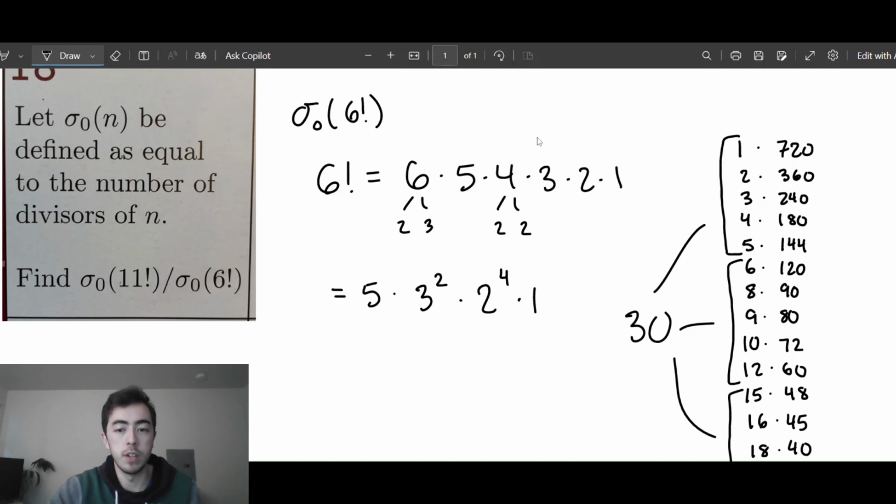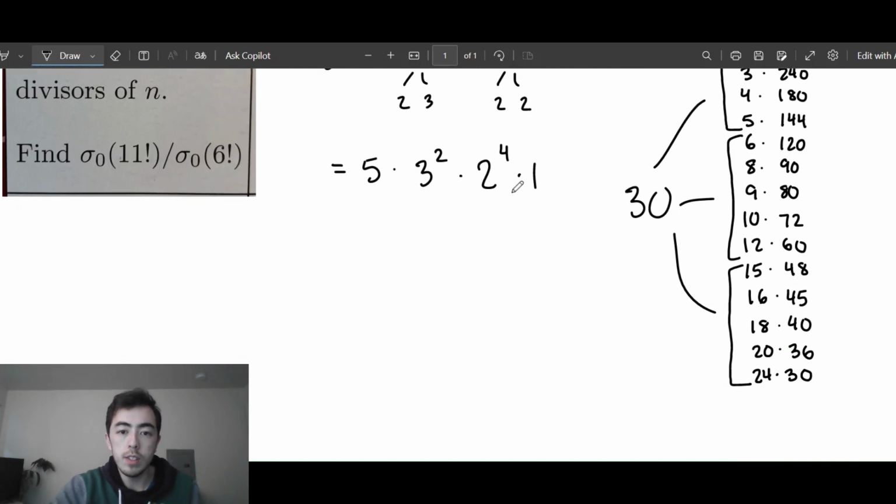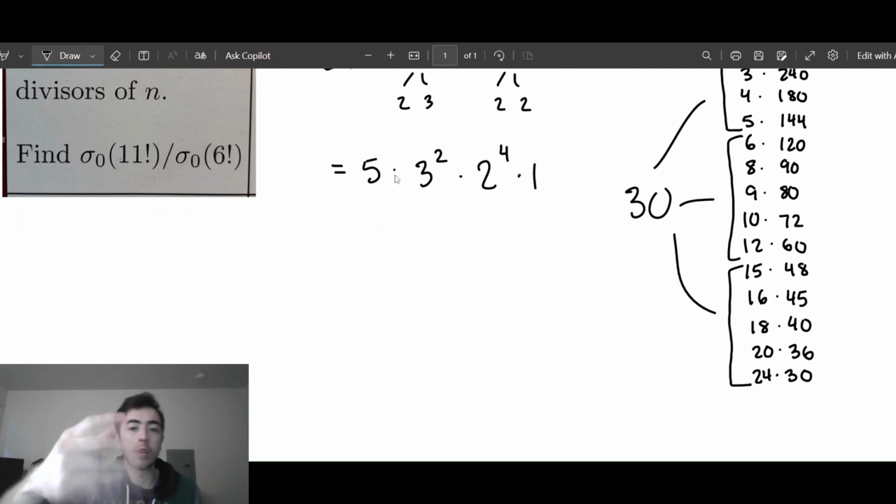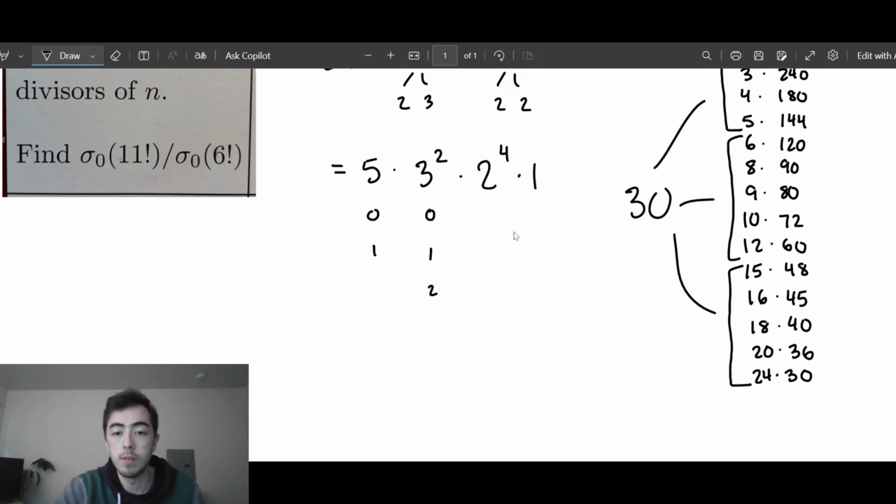It's the same as 720. And if I wanted to create a divisor for this number, I should grab some amount of 5s, some amount of 3s, and some amount of 2s. I could either grab no 5s or one of them. That's all the options I have. I could have 0, 1, or 2 3s. And then I could have 0, 1, 2, 3, or 4 2s.